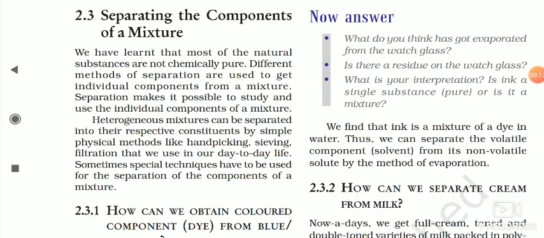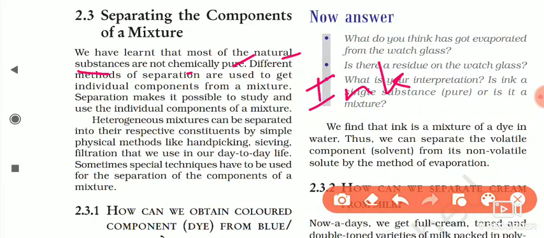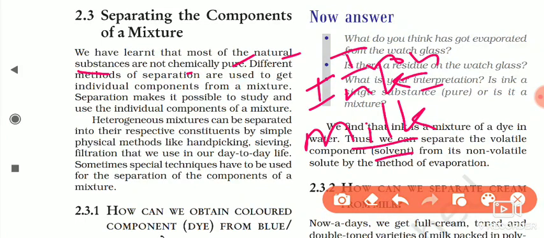Okay, let me start. We have learned that most of the natural substances are not chemically pure. For example, ink is not chemically pure. Milk is not chemically pure, or the iron which we obtain from the iron ore is not chemically pure. And besides these substances, many more substances are there which are not chemically pure.